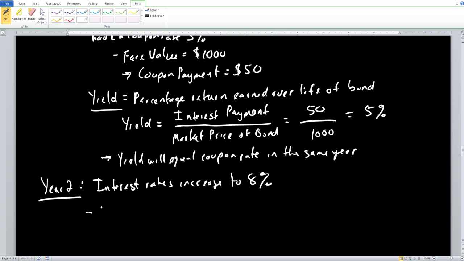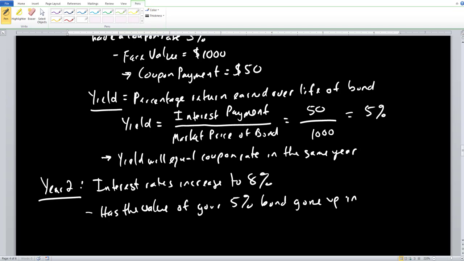So the question that we want to go ahead and ask is, has the value of your 5% bond gone up or down in value? So here, has the value of your 5% bond gone up or down in value? So let's use a little bit of intuition.